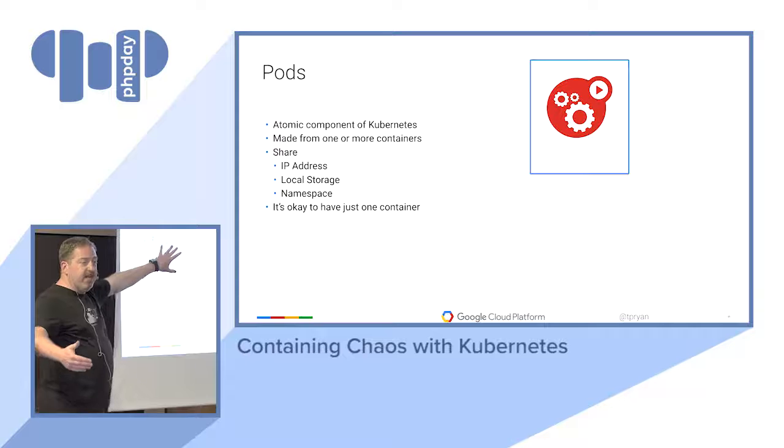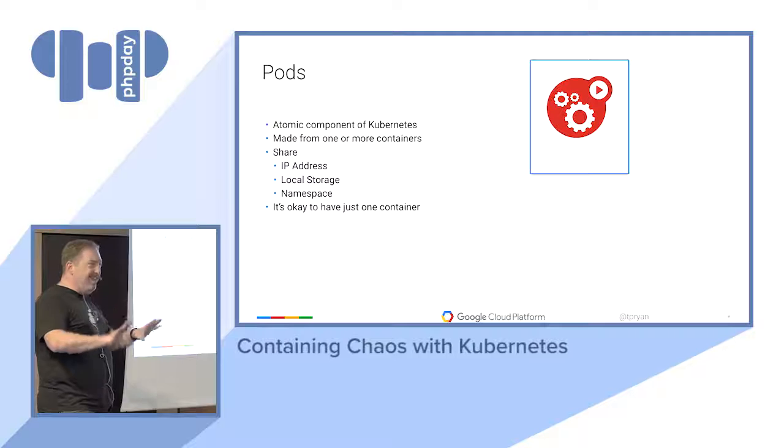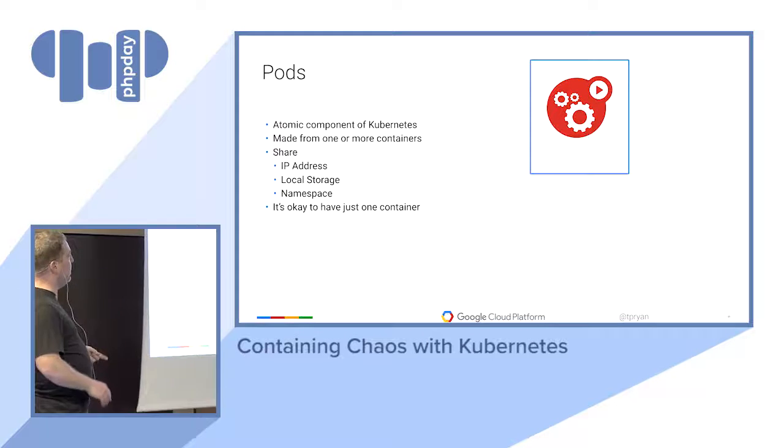It's okay to have just one container per pod. A lot of times when you read the documentation, it'll say one or more, one or more, but it's okay to just have one, right? And most of the time I do stuff, I'm only running one container in a pod.